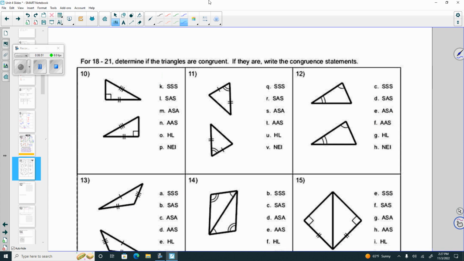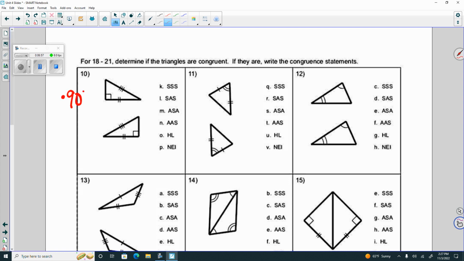Okay, so number 10, we have 90-degree angles, we have right angles. We have hypotenuses that are congruent. Those are across from our right angle. And then we have a pair of legs that are congruent. And you guessed it. When we have all 3 of these things, 90 degrees, hypotenuses that are congruent, and legs that are congruent, that's hypotenuse leg.